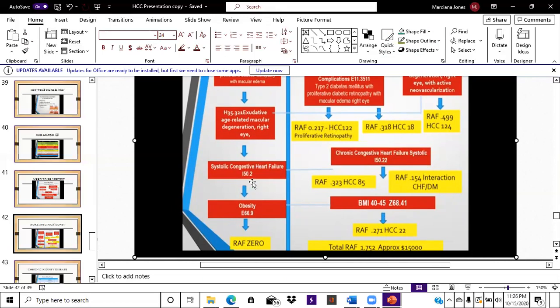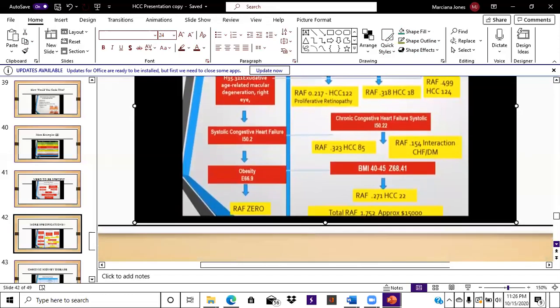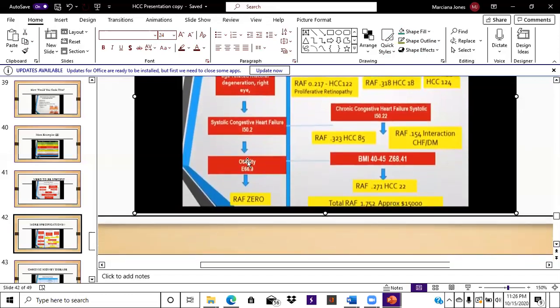See, it's just I50.2. But when I get to the chronic, I'm going to add a 2. Now it RAFs. And remember I said earlier, the BMI, if it's 40 and over, it's going to RAF. See? Instead of just regular obesity, which does not RAF, we're going to capture the BMI. Always look for your BMI. And we went from 0 and would have had no money to a RAF score.